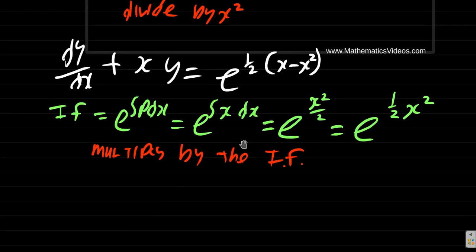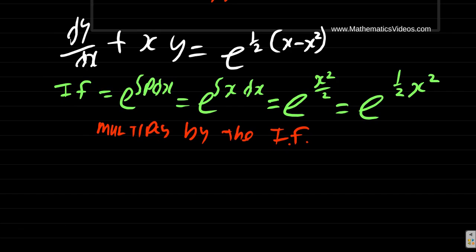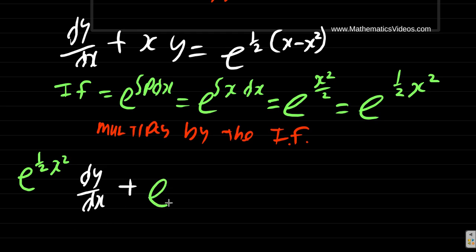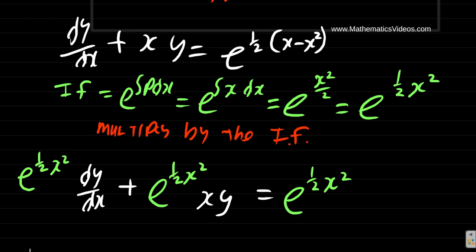So we multiply both sides by the integrating factor. We have e to the half x squared multiplied by dy by dx, plus e to the half x squared multiplied by xy, is equal to e to the half x squared multiplied by e to the half x minus x squared. Alright, so that's what we have.